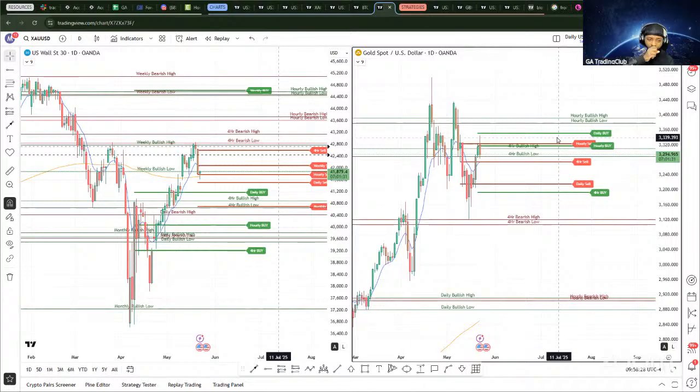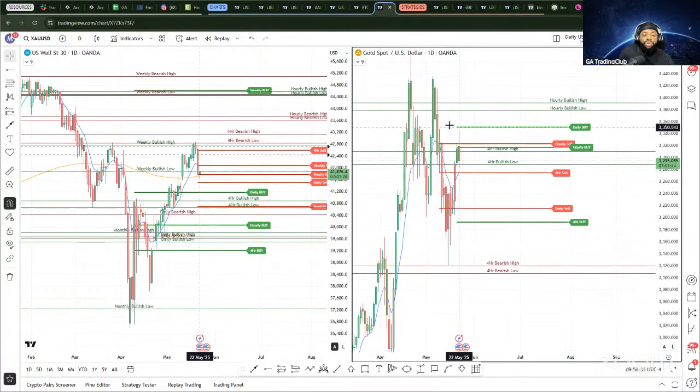We are setting up for a rejection here. You can see we formed a daily SAR rejection here. So if that's the case, then that can give more credence to gold going back to the downside. But we haven't even tested that SAR.